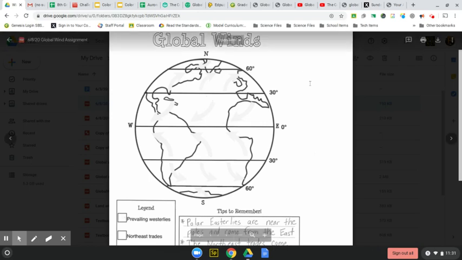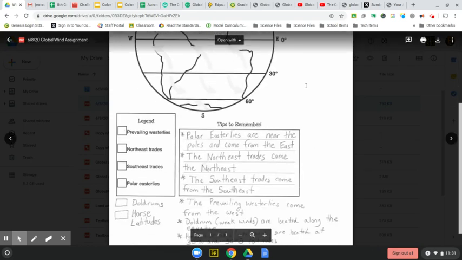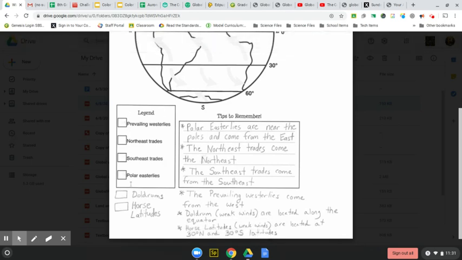But what you're going to do is there's a key, a legend down here at the bottom where there's 6 things you have to identify. I thought about this and I said, well, let's let you pick the color. So for example, there's the prevailing westerlies. You pick a color for the prevailing westerlies. Let's say you want them to be red. So mark the little box here red. You don't have to color it all in. You just put a red mark in the box.